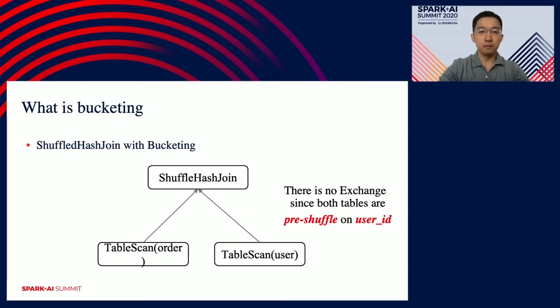But if both of them are bucketed tables, that means we set the tables to be bucketed before we populate them. Then we do not need to add exchange nodes before the join, because both of them are pre-shuffled on user ID. That's why we want to use a bucketed table.